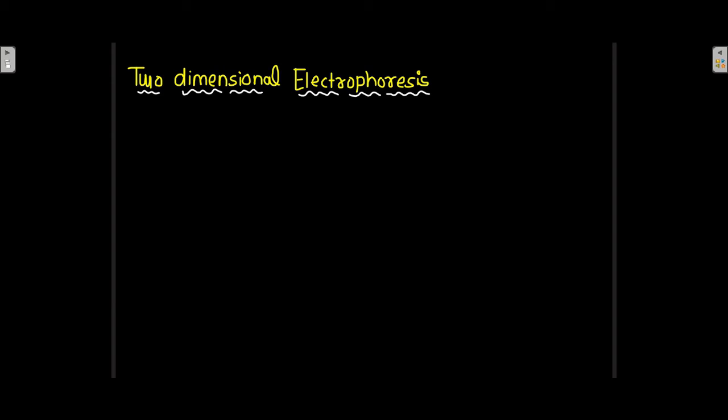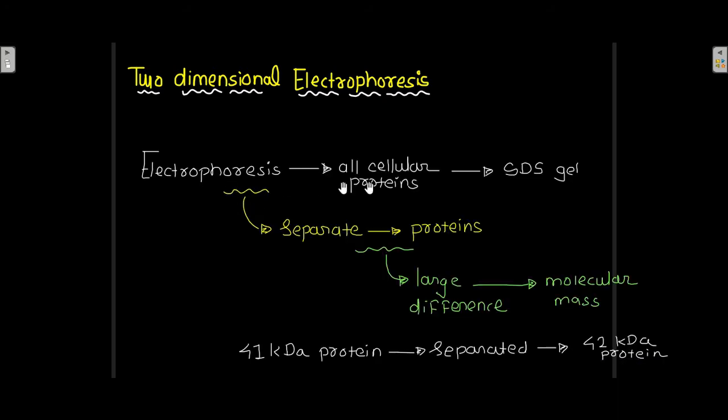In this video, we are going to discuss two-dimensional electrophoresis. Now, electrophoresis of all cellular proteins by SDS gel can separate proteins which have large differences in their molecular mass. For example, the 41 kilodalton protein can be separated from the 42 kilodalton protein.